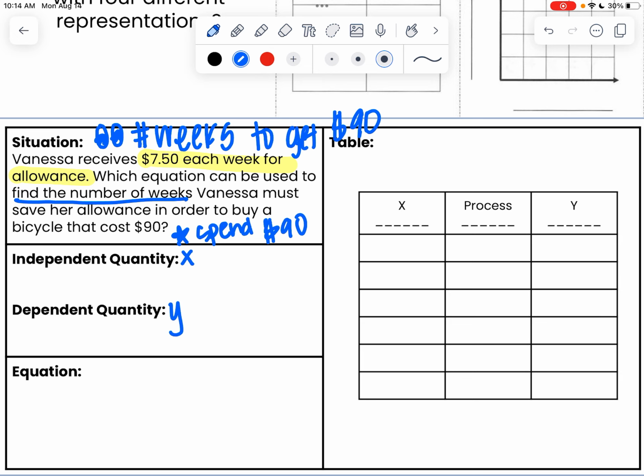And so we have to determine which one depends on which. And I don't think that the number of weeks depends on the money, but I know that the amount of money that I make depends on how many weeks I've worked. So weeks is my independent, and then the amount of money would be my dependent. So I'm going to go fill in those values in my table. I'm going to say X is weeks.